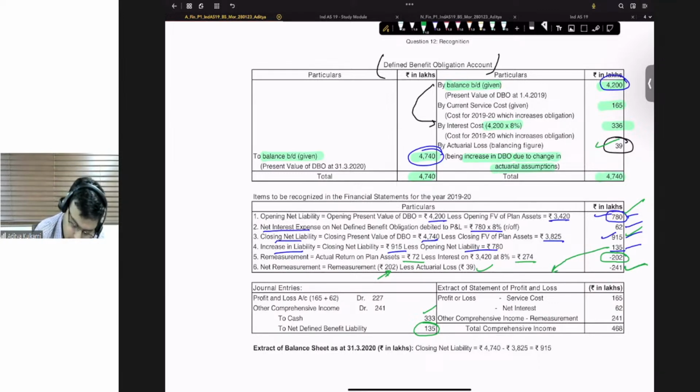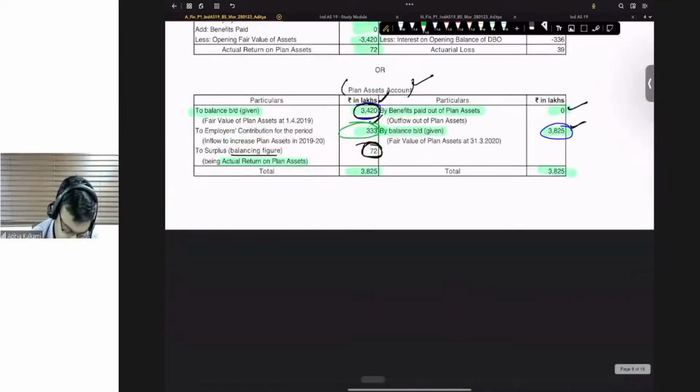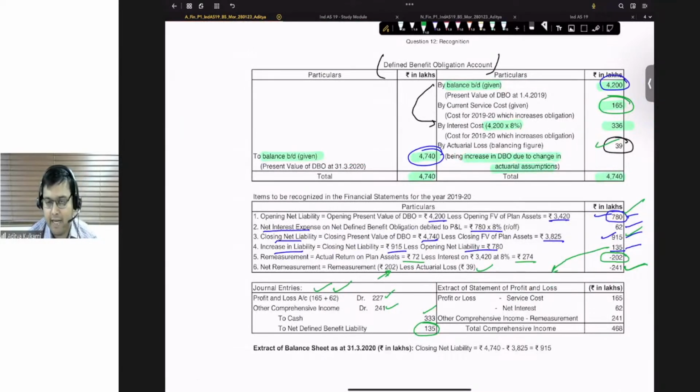You have an actuarial loss of 241, which is recorded as a loss. And finally, you are having a profit and loss impact, which is current service cost 165 plus the net interest of 62. 227. Sir, how did you get net interest of 62? Very simple. Opening balance of asset minus opening balance of obligation. Obligation is higher, so it gives rise to net interest cost 62. So 227. So this is the journal entry that you are going to pass.